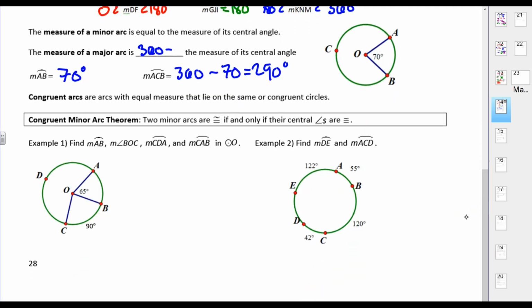Congruent arcs are arcs with equal measure that lie in the same or congruent circles. So keep in mind, to be a congruent arc, you also have to be on a circle with the same radius. So let's do some examples.